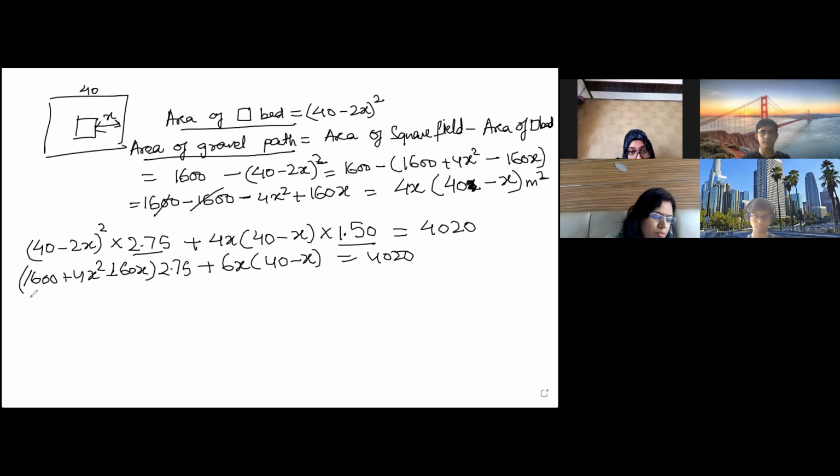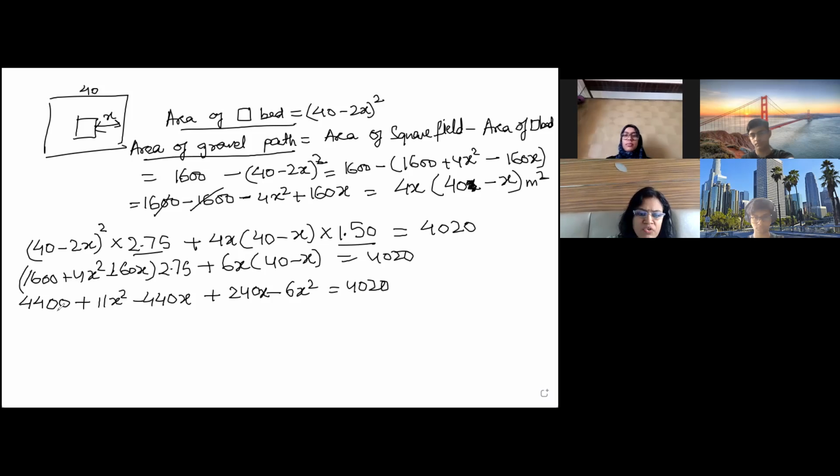Now we'll open the bracket completely. When we open the bracket, 1600 into 2.75, okay, I'm giving the calculation, plus 11x square minus 440x, plus 6 into 40 is 240, minus 240x minus 6 into x, so minus 6x square, equal to 4020. Now this is 4400 and this is 4020. So what we'll do, 4400 is plus here, so we'll bring 4020 to this side and everything else to the other side. So 4400 minus 4020 is equal to, for x, how much is coming, minus 440 plus 240 is how much, minus 200. Going to the other side, it becomes plus 200x.